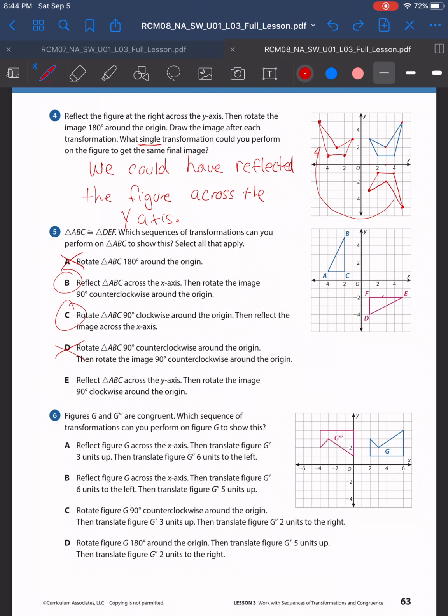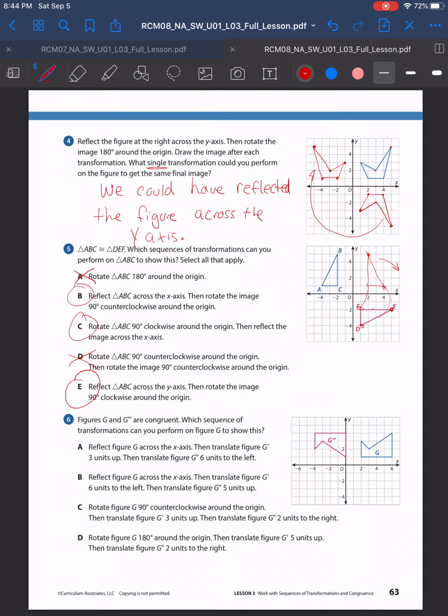Okay. E, reflect ABC across the y-axis. Okay, so it'd be over here like this, if I reflected it across the y. Then rotate the image 90 degrees clockwise. So then if I rotated it, this would land here. This guy would land down here. This guy would land right there. Yep, that looks good to me. E works.